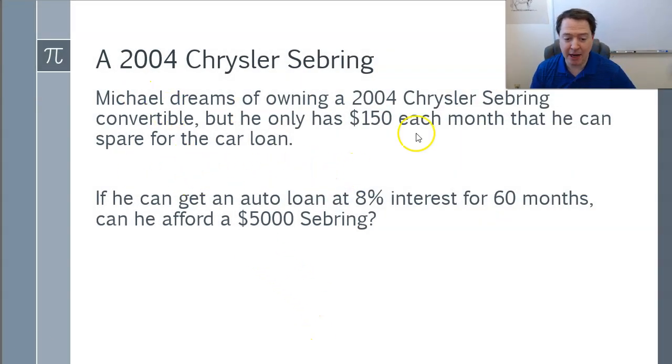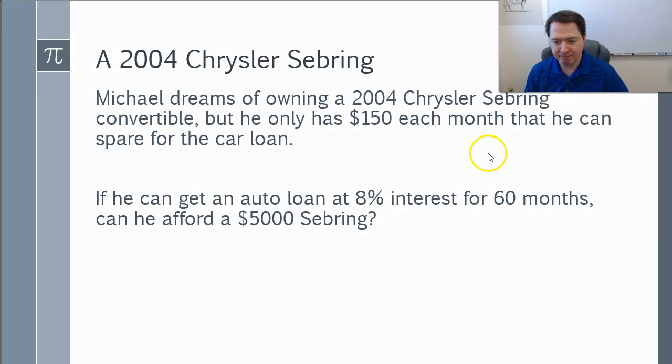Okay, so we've got this guy, Michael, who has very bad taste in cars and wants to buy a 2004 Chrysler Sebring convertible, but he only has $150 a month that he can spare for the car loan. So if he gets an auto loan at 8% interest for 60 months, can he afford a $5,000 Sebring?